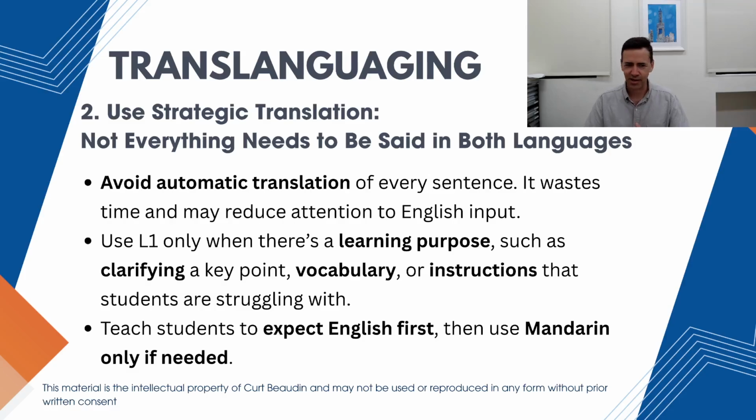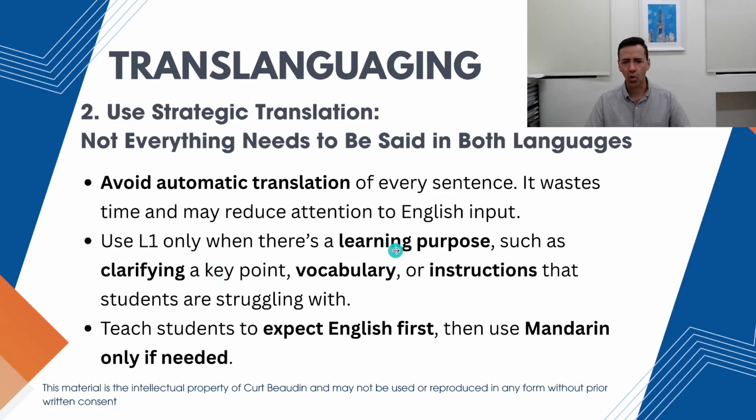But this is a very inefficient way to teach, because first of all, you need to say everything 2 times. Nobody has that much time where they can say everything twice. But second, it's not good for the students if you always translate. It's okay to let them struggle a little bit when you say something in English. Okay, so avoid automatic translation of every sentence. It wastes time and it will reduce attention to the English input. If I know my teacher's always going to say Chinese, why listen to the English? I'll just wait for the Chinese version.